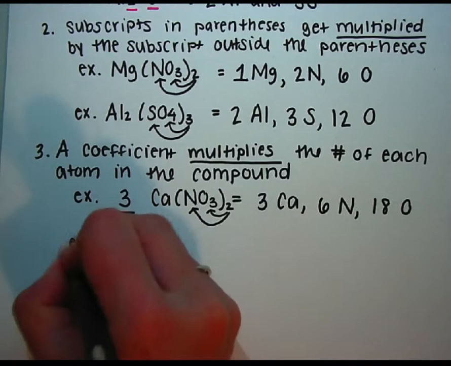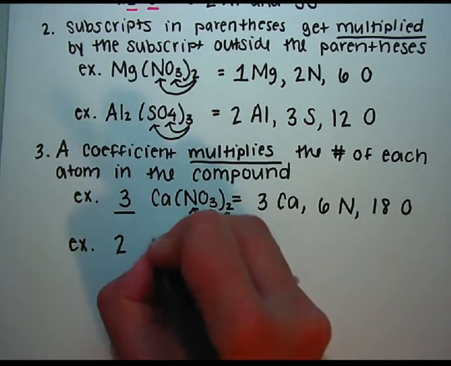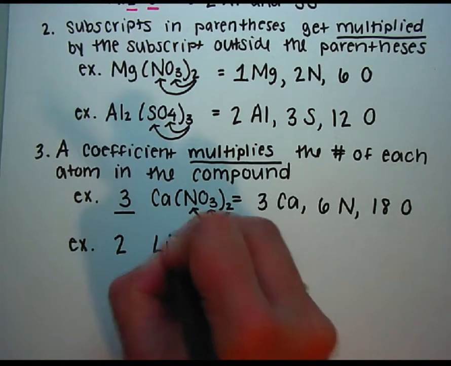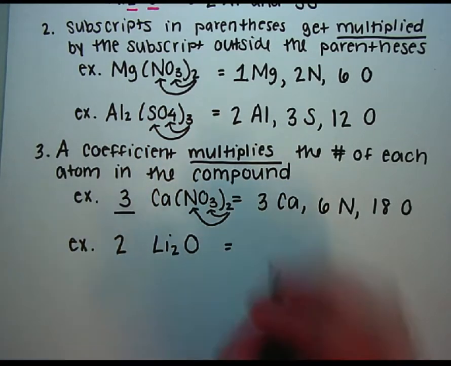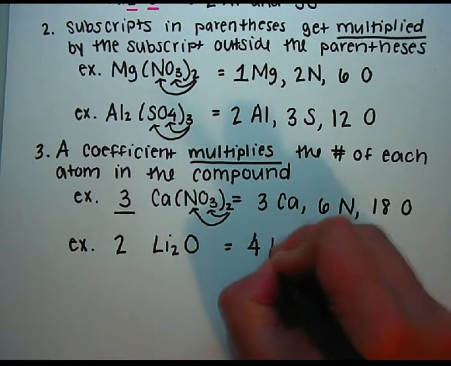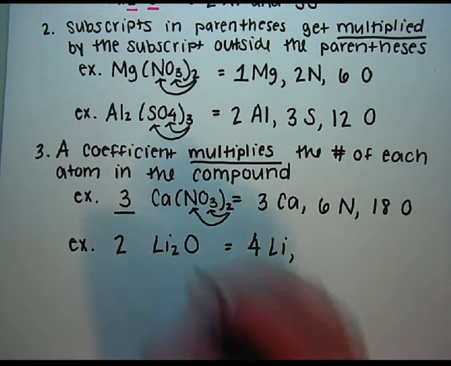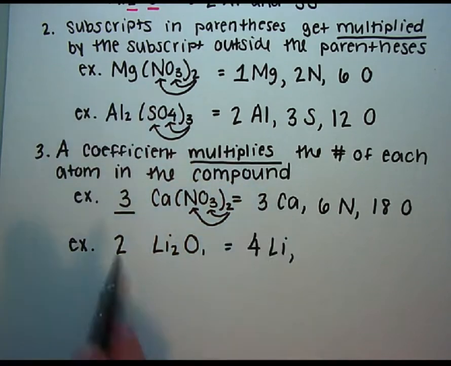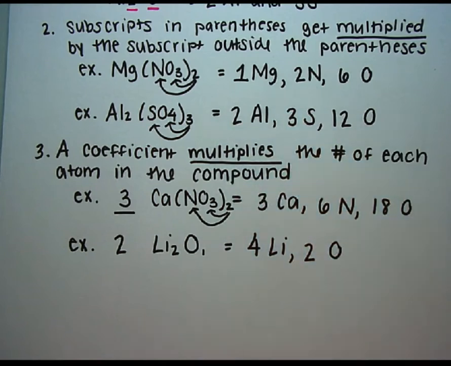We can do a more simple one. Let's say I had 2 lithium oxide. Again, this 2 multiplies in. 2 times 2 gives me 4 lithiums. No subscript for oxygen, so we know there's an imaginary 1 there. 2 times 1 gives me 2 oxygens.